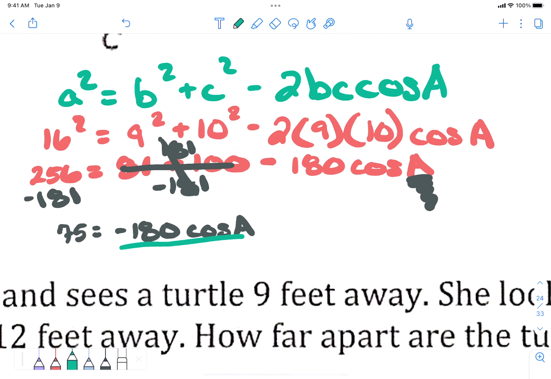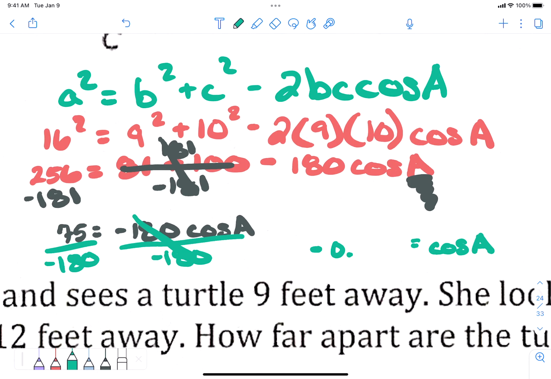We're going to divide by negative 180, right? Because it's being multiplied to the cosine. So divide by negative 180. Okay. And we have cosine of A is equal to whatever that number is. It's negative 0.3 something. What's 75 divided by 180? Negative 0.416. Okay. There's that.